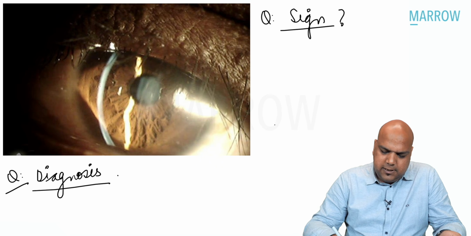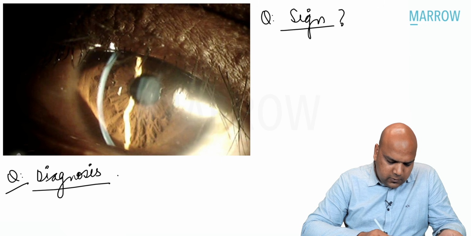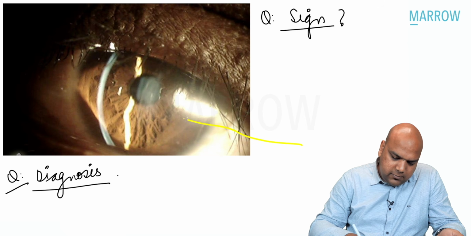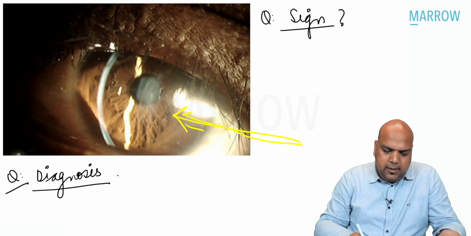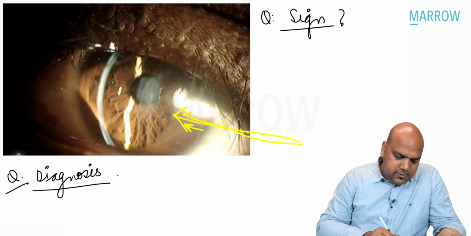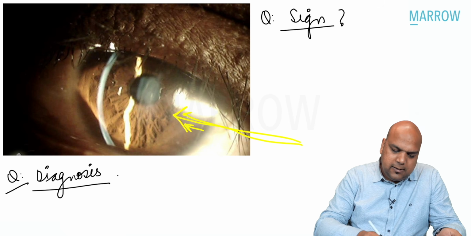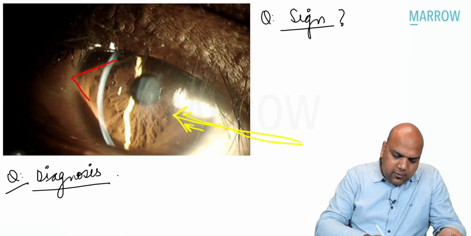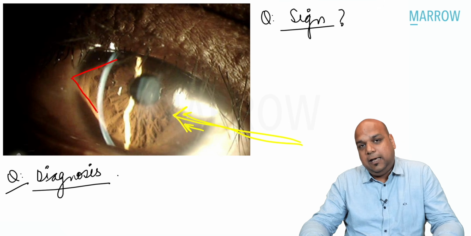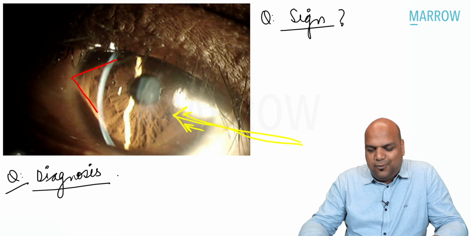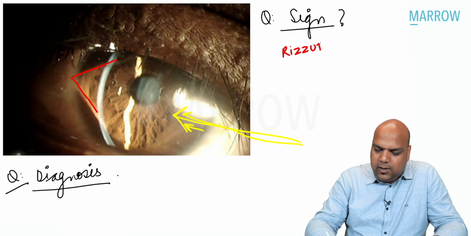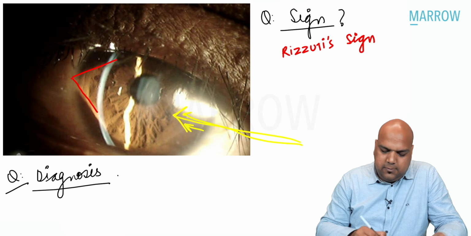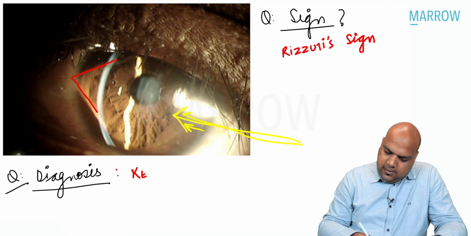Now, with the sign, please remember in this image the clue is that the light is being thrown from this side. Now, what can you see? Anyone who can see? Yes, we can see an arrowhead of light falling over the nasal iris when the light is being thrown from the temporal side. And this is known as Rizzuto's sign. Very good, sir. Now, if you are able to make out the sign, can you tell me the diagnosis? Rizzuto's sign is seen in keratoconus.